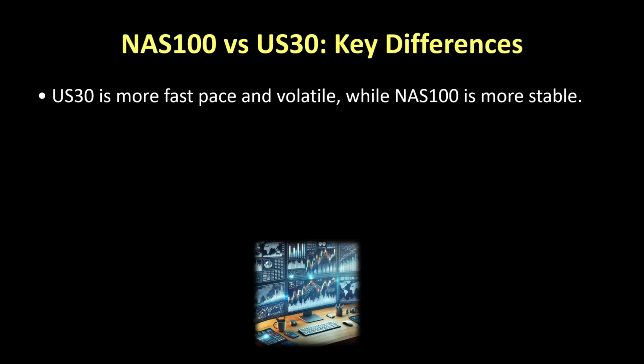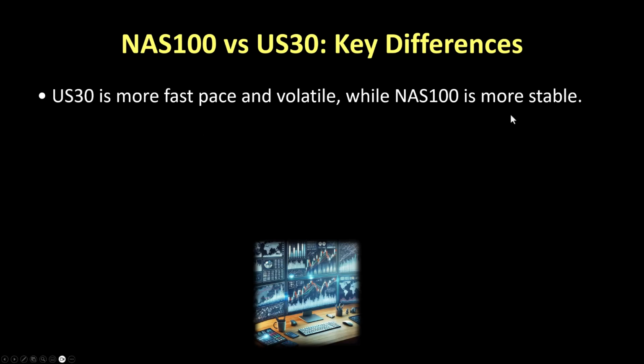Now, NAS100 versus US30, the key differences I want to talk about between the two, right? This is a huge topic. Not a lot of information out there. Nobody really talks about this stuff. Now, remember, guys, I always told you with this YouTube channel, I'm going to keep it honest, real with everything I put out there for you guys, okay? So US30 is definitely the most fast-paced and volatile out of them all, while NAS100 is more stable.